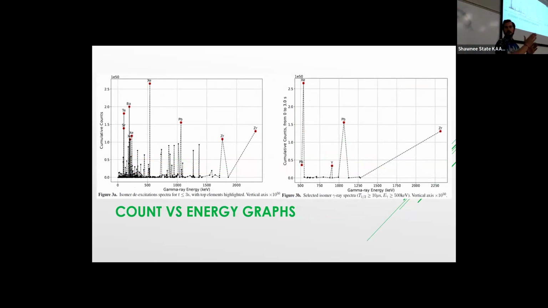So this will give you the spectra, and you can see that there's already a discreteness to these graphs. A lot of the prominent elements, you can see which ones are there, and it's a lot of the same ones, like lead and xenon and zirconium are the main ones.